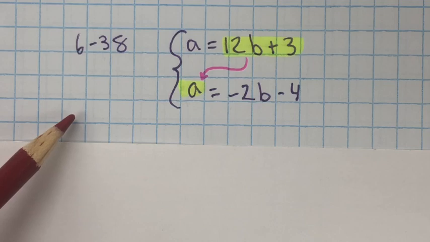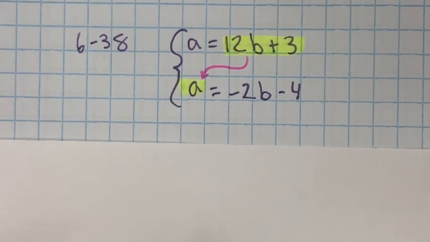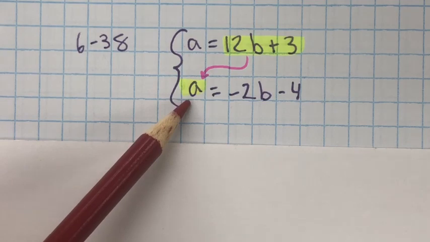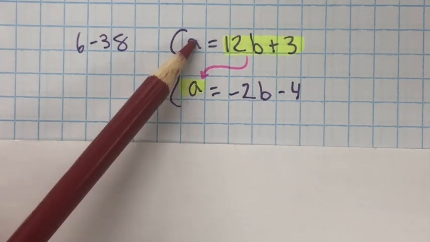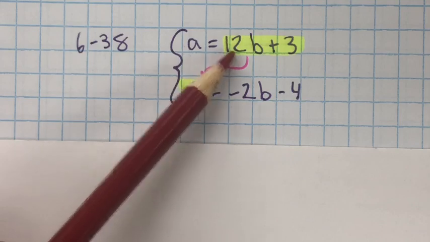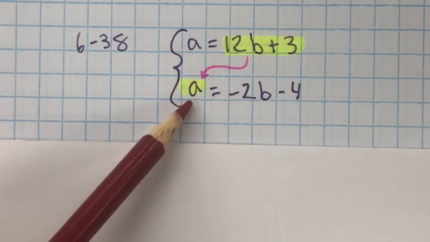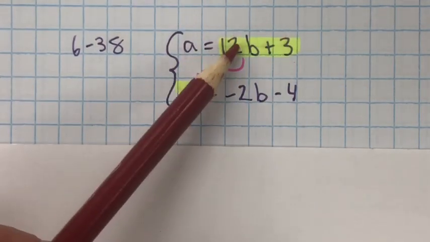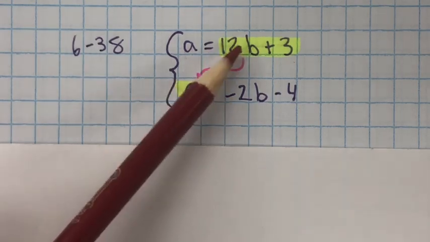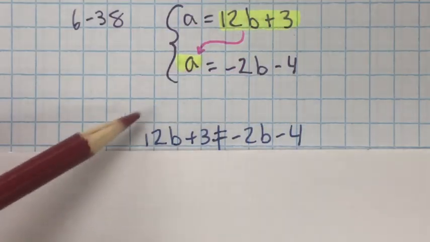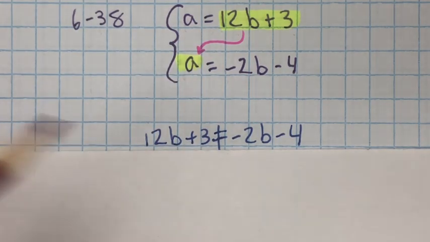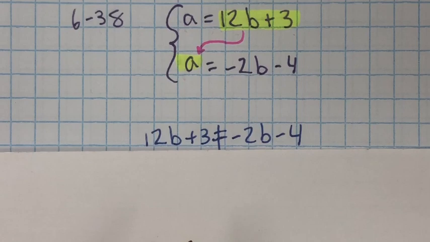Problem 638, you need to solve the system of equations by using the equal values method. So you can use the equal values method when you have the same variable isolated on one side of the equation. So if a equals 12b plus 3 and a equals negative 2b minus 4, well, if this is what a equals, I can plug it into this equation because that's what a equals. So now I have, instead of a, 12b plus 3. Now I solve for b.